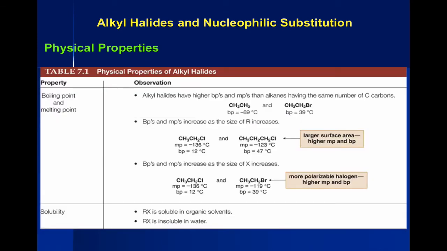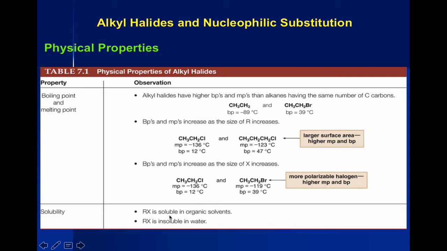And this does have some effect on the various physical properties that we see. So for example, ethane has a boiling point of nearly minus 90 degrees Celsius, whereas ethyl bromide has a boiling point of 39. So the dipole-dipole interactions do play a role.